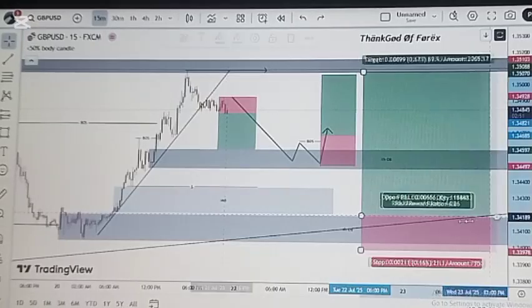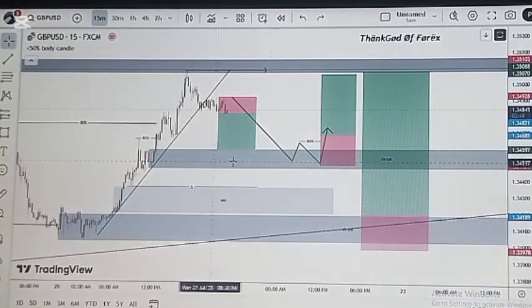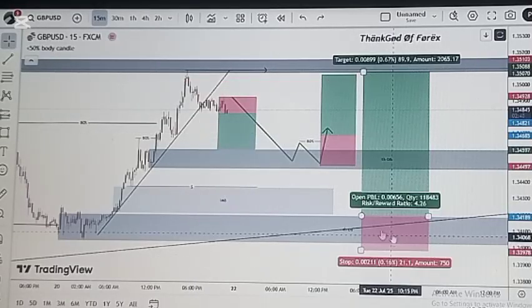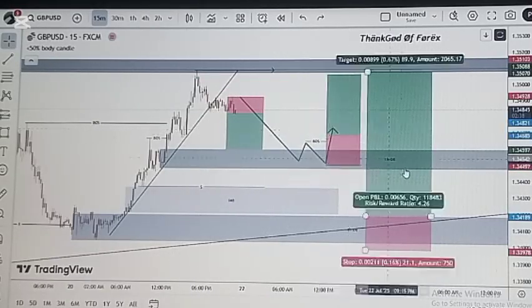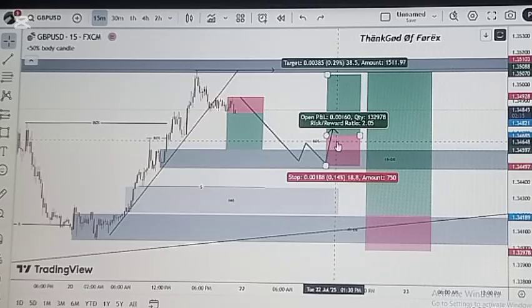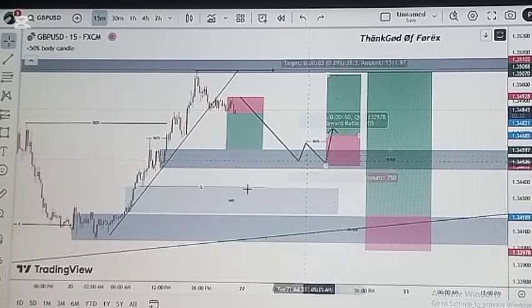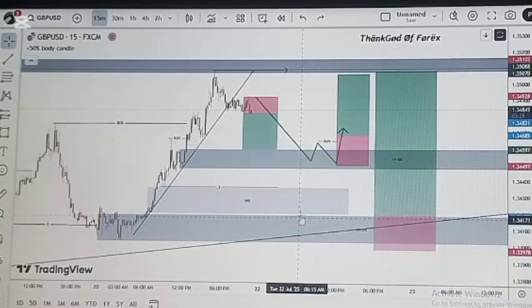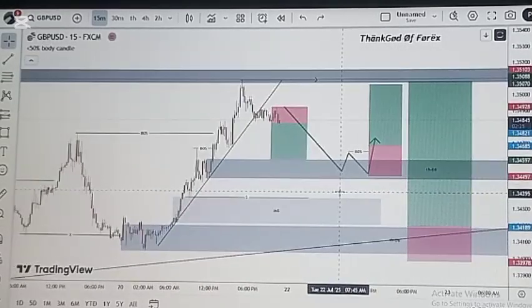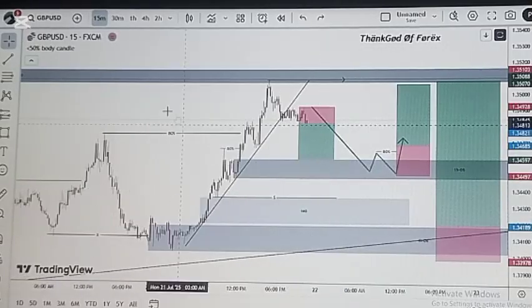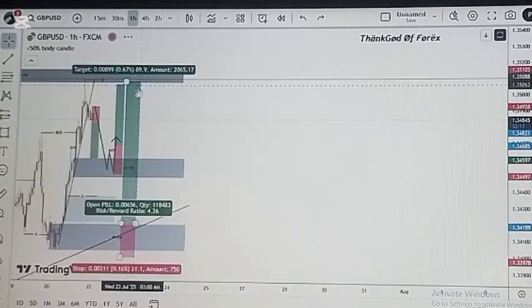the three entry models I'm waiting for here. You can see I'm planning to have a sell here, a buy here, and a buy here. So within these two, either this one will work or this one will work. But if this one fails, then we are waiting for this one, right? So what happened here was that currently, let's view the 1 hour time frame.